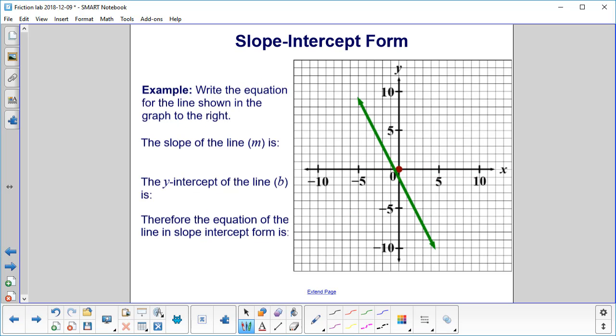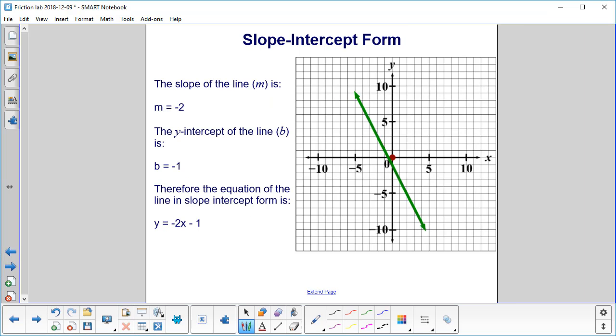Here's an example for you to work. Write the equation for the line shown on the graph to the right. Here's your line. I'm showing both endpoints. First, what is the slope of the line? And then find the y-intercept of the line, and then write the entire equation. So pause the video if need be, and move on when you have the answers.